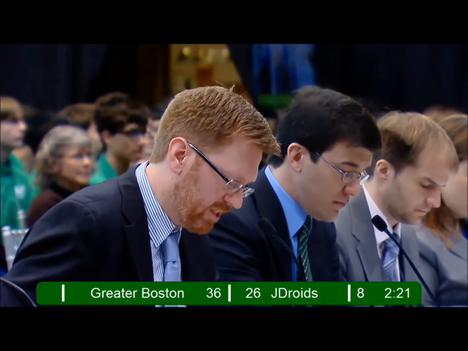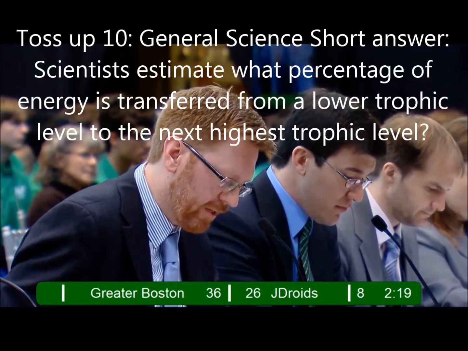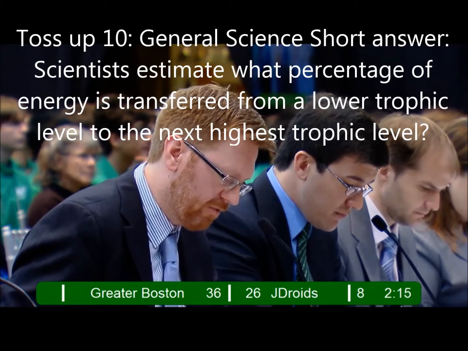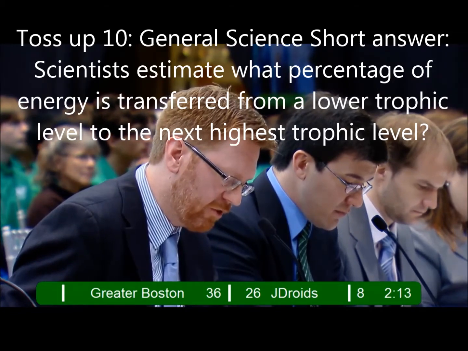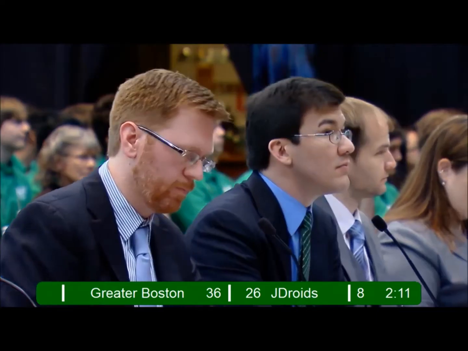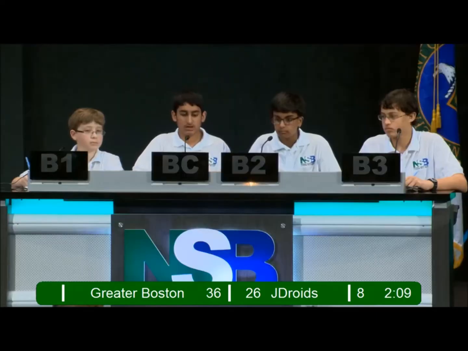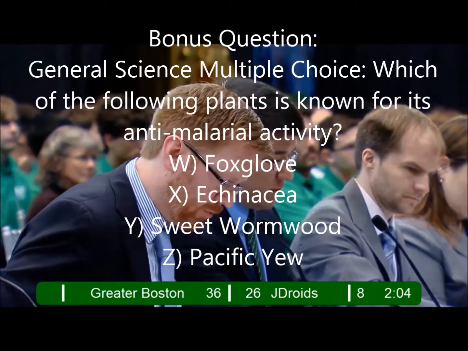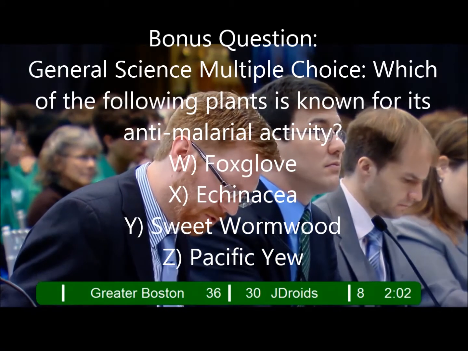Toss-up 10 for both teams. General science, short answer. Scientists estimate what percentage of energy is transferred from a lower trophic level to the next higher trophic level. Hey, I know this one from 9th grade biology. It's kind of a memorization, and you either know it or you don't. B2. 10%. That is correct.